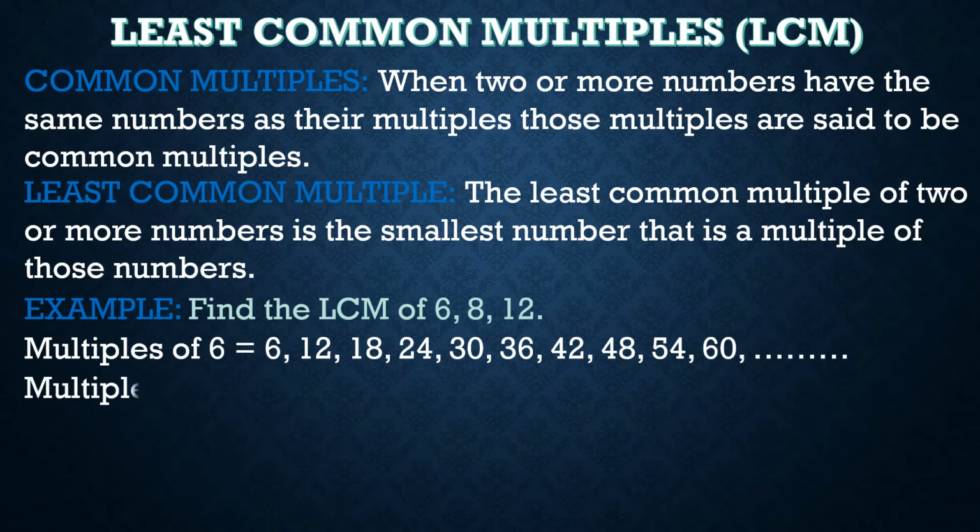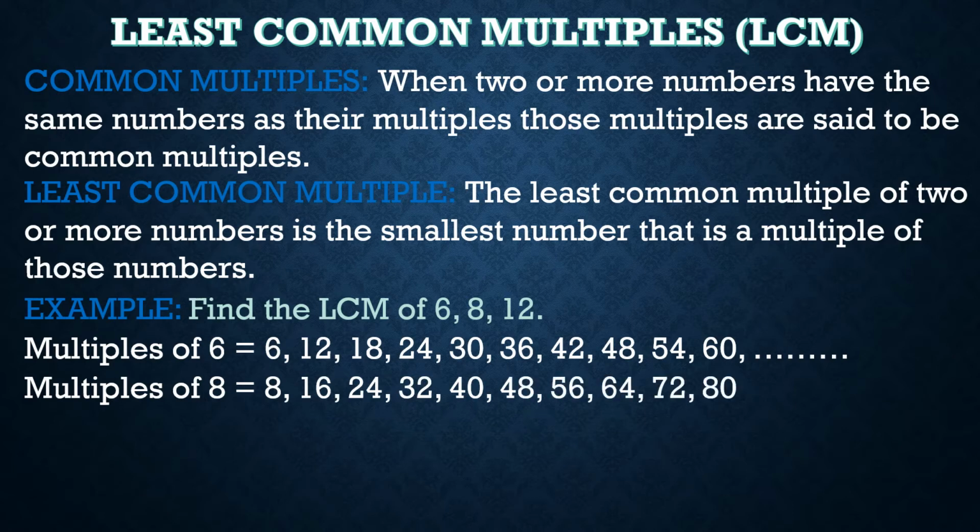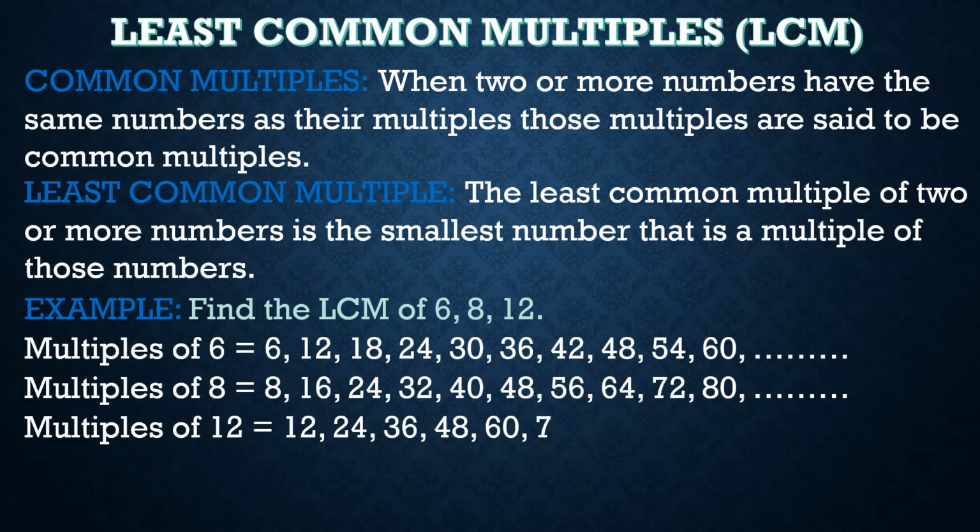The multiples of 8 are 8, 16, 24, 32, 40, 48, 56, 64, 72, 80 and so on. Finally, the multiples of 12 are 12, 24, 36, 48, 60, 72, 84, 96, 108, 120 and so on.